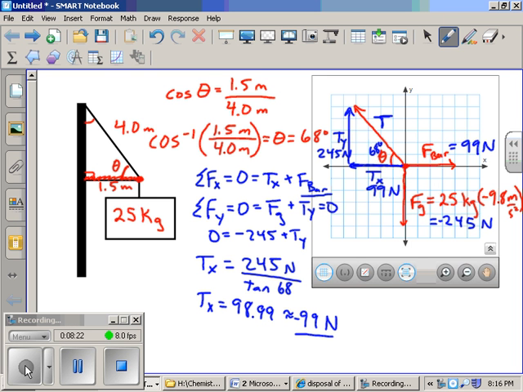Well, now it's easy to get T. So T must then be equal to the square root of 245 squared plus 99 squared. And I get 264.24 newtons. We'll call it 264 to make life easy. And there we have it. We have calculated the force the bar is exerting and the force that the wire is exerting. From not a whole lot of information, from just the 25 kilogram mass and knowing the directions that the forces are acting.